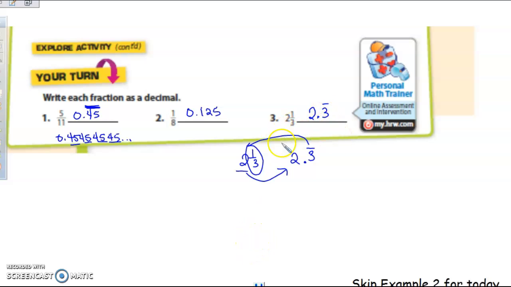Another way you could do this is to take 2 and 1/3, and change it to an improper fraction. To do that, I take 3 times 2, that gives me 6, plus 1, that gives me 7. So then I have 7/3. Take 7, divide it by 3, and you get 2.333333. And so again, you get 2.3 repeating. Either way is fine. They both come up with the same answer.